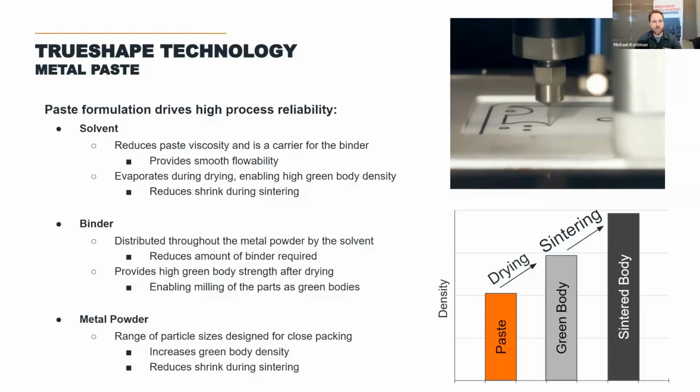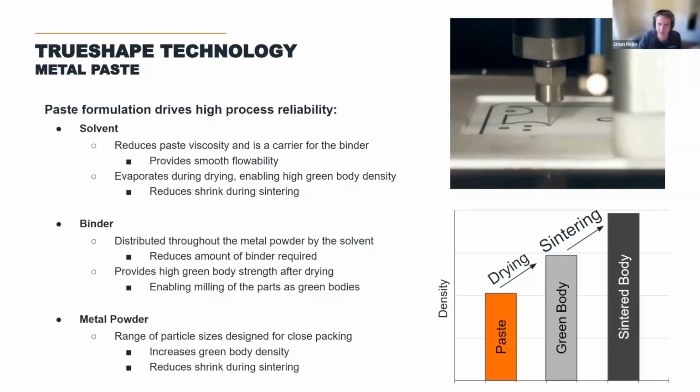The metal powder is also unique. We use a special range of particle sizes that is designed for really close packing. That is critical for getting all the metal powder into close contact with each other, which increases our green body density and reduces the shrink during sintering. So throughout this process, we start with a pretty low density paste. We dry out the solvent, so it evaporates, and our green bodies get to a higher density than most other binder-based processing. And then we get to a sintered body, which gets to that final part with the highest density.